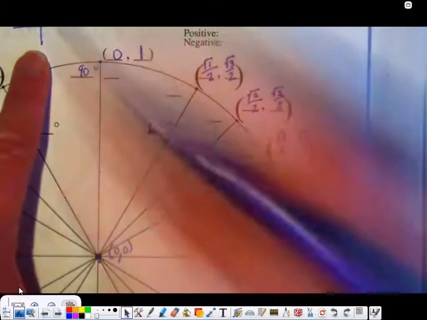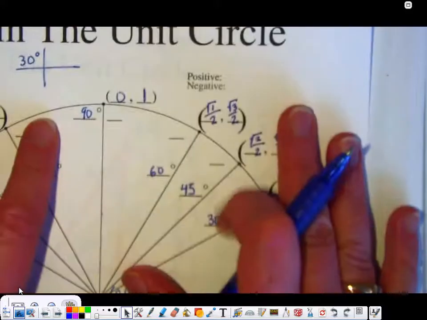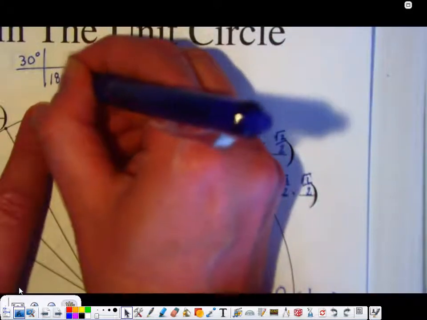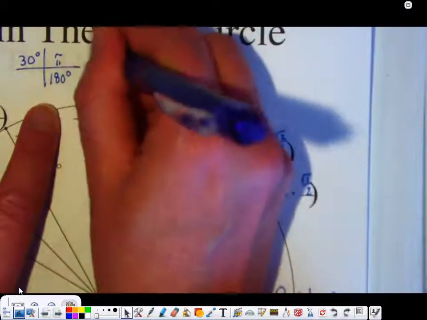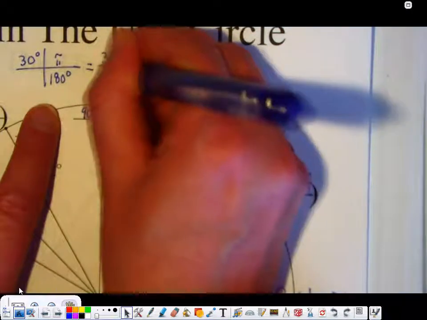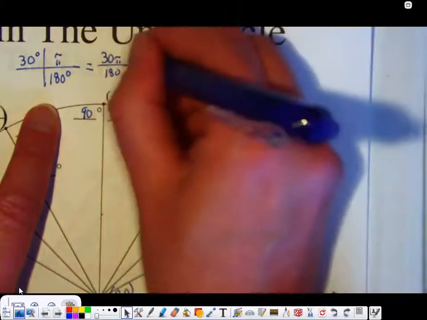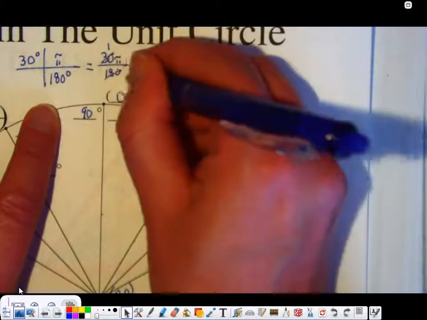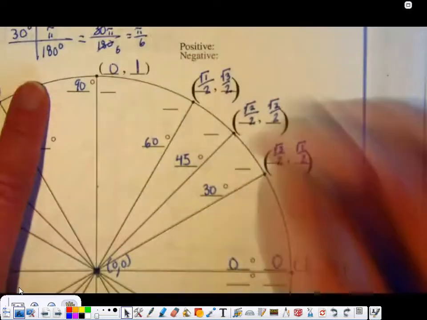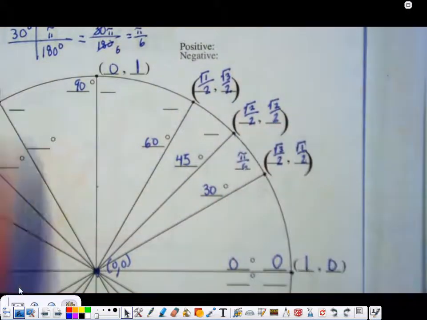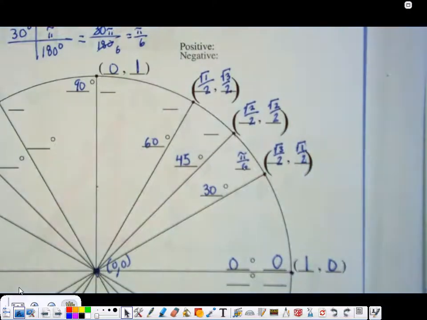But 30 degrees, I'm going to change that. So if you'll remember how to change between degrees and radians, 180 degrees is pi radians. So if you multiply that, you have 30 pi over 180. And if you reduce that, 30 goes into 30 once, 30 goes into 180 6 times, it would be pi over 6. Okay, you are going to want to memorize the values in the first quadrant. You're going to want to know in your head 30 degrees is pi over 6. If you just memorize the first quadrant, everything else I can give to you with patterns.